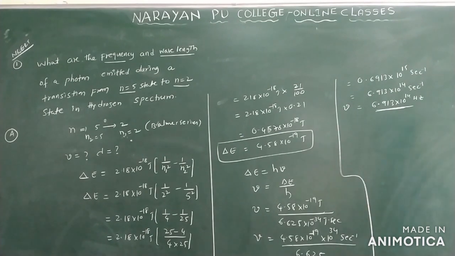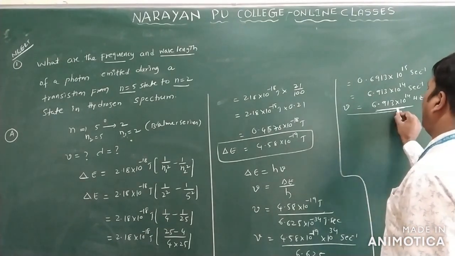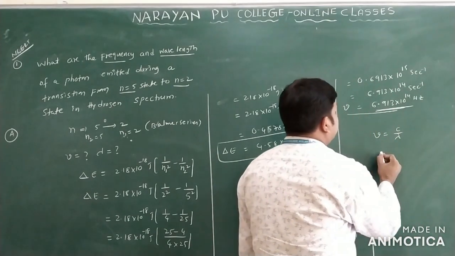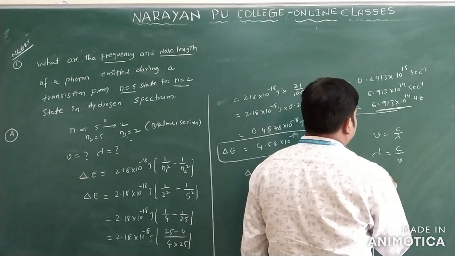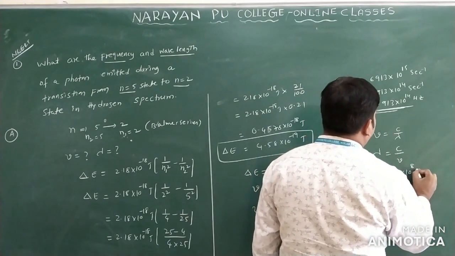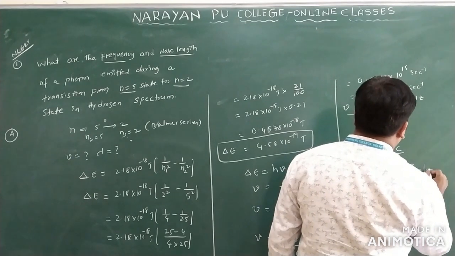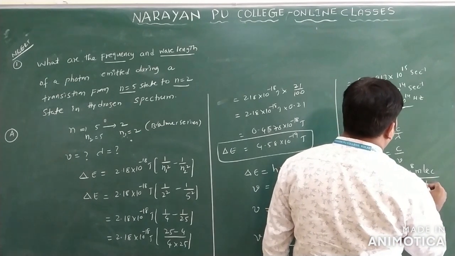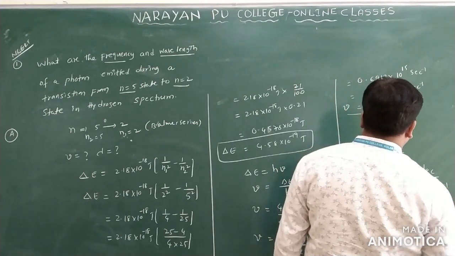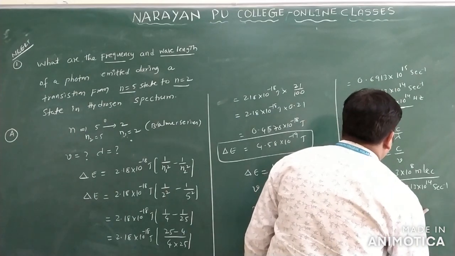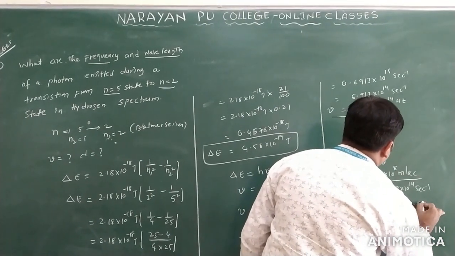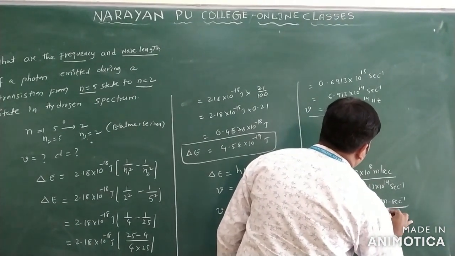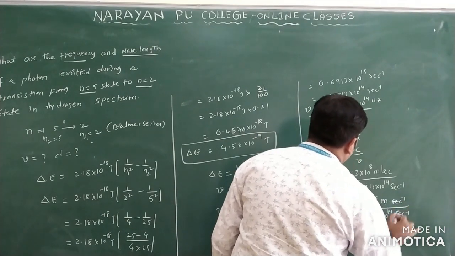One more thing they are asking is the wavelength. You know one formula: nu is equal to c by lambda, so lambda is equal to c by nu. This is 3 into 10 power 8 meter per second by the frequency we got, 6.913 into 10 power 14 second inverse. So lambda is 3 into 10 power 8 meter second inverse by 6.913 into 10 power 14 second inverse, and the second inverse cancels.